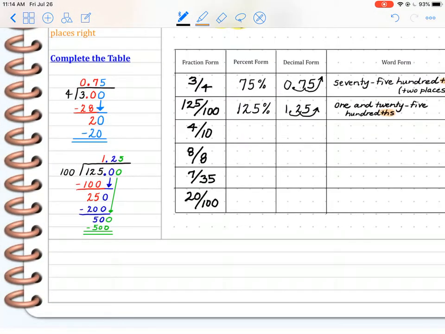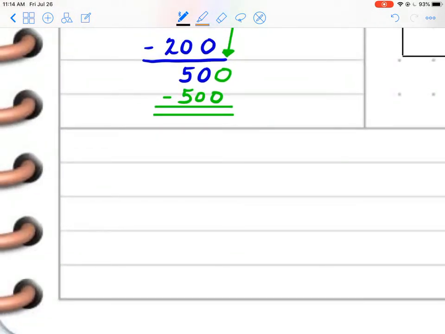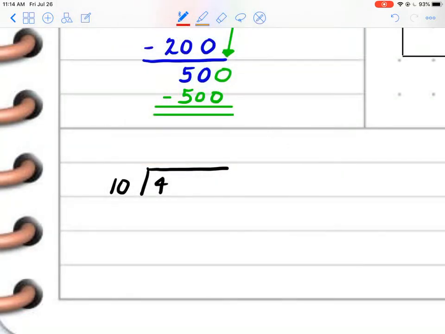Okay, let's divide 4/10. And I'm going to bring him right down here. We're going to say 10 divided into 4. So ask yourself, can 10 go into 4? It cannot. So we're going to put a 0. Can 10 go into 40? It sure can. So 4 times 10 is 40, and we have none left. So the decimal for this line is 0.4.